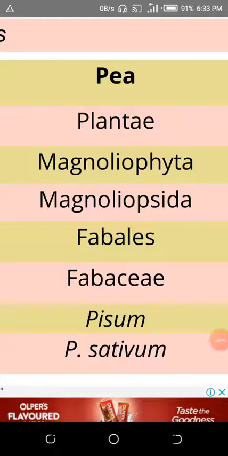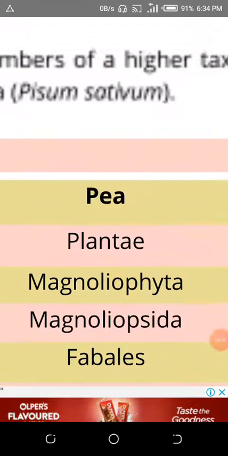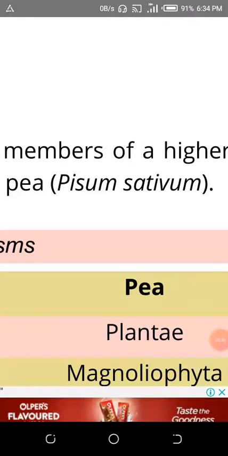I will tell you once again, what is the kingdom of Pisum sativum? First of all, this name needs to be discussed. Pisum sativum: Pisum is the genus, sativum is the species, and we are following which nomenclature? You remember, binomial nomenclature. Which scientist introduced the binomial nomenclature? Carolus Linnaeus. Carolus Linnaeus introduced the binomial nomenclature.